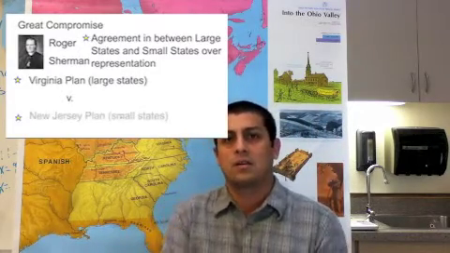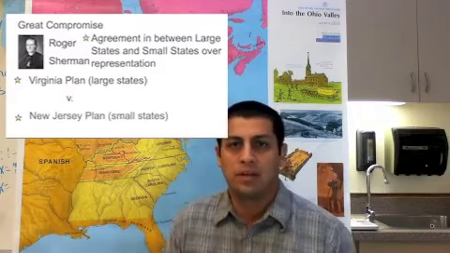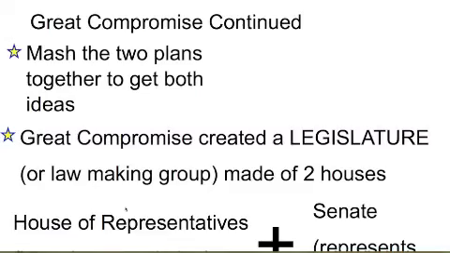The larger states argued through a plan called the Virginia Plan that they should have a unicameral House that would make the laws, and the small states disagreed with that. They thought that all states should be represented equally because their population would have less of a say in government.